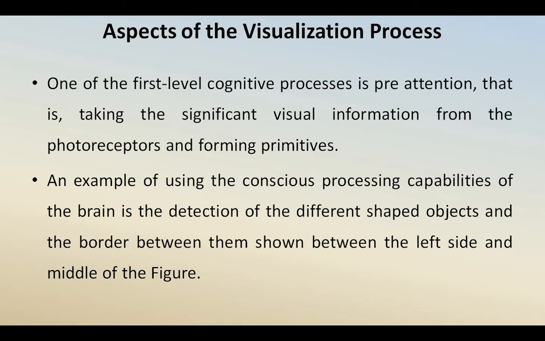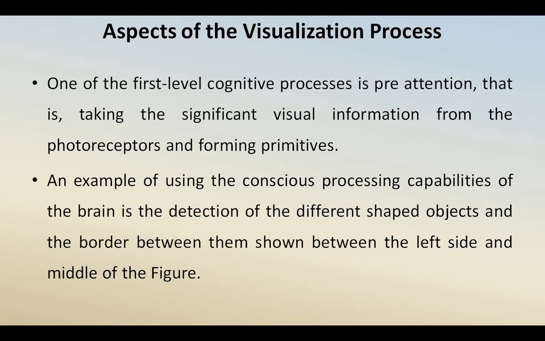One of the first levels of the cognitive process is pre-attention, which takes significant visual information from the photoreceptors and forms primitives. Here we need to talk about photoreceptors and forming primitives. Photo refers to devices which take the photo.